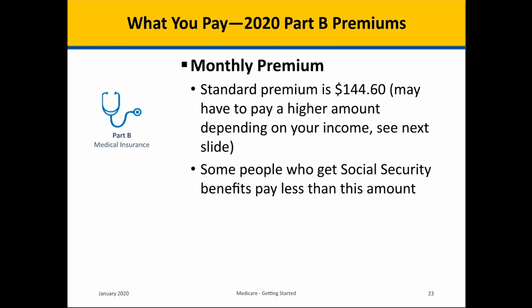If you have a modified adjusted gross income as reported on your IRS tax return from 2 years ago, above a certain amount, you will pay the standard premium amount and an income-related monthly adjustment amount, or IRMAA, which is an extra charge added to your premium based on a high income as reported to Social Security by the IRS.